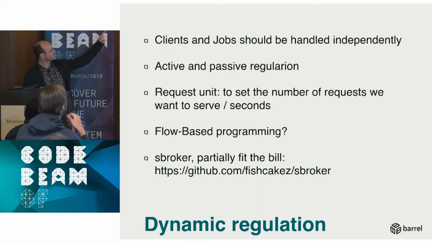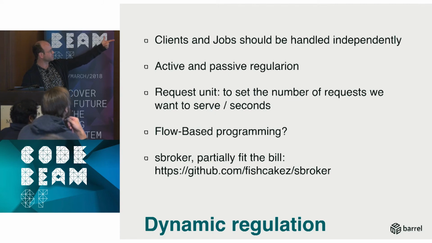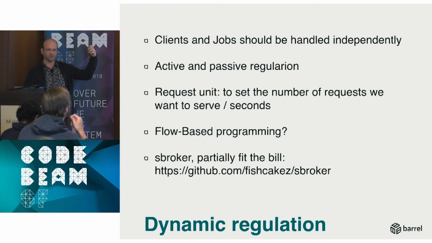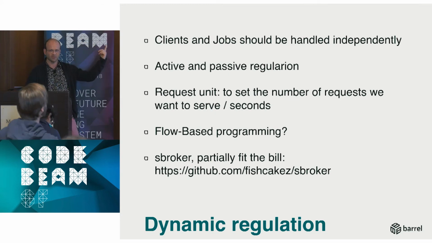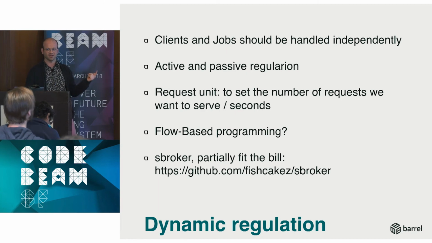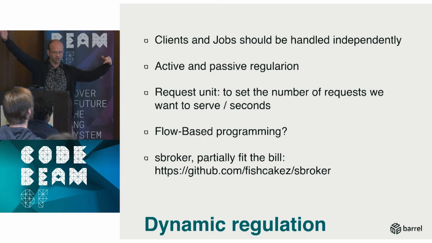So you have the client jobs that are handled independently. We want active and passive regulation. What I said, we have something at the beginning of your configuration: you set the number of requests you want to accept on that node, on that database, and then it will set a certain logic inside the nodes. We want flow-based programming for the worker, so we want to have our pending requests handling their queue and the workers handling their own queue and eventually spawn them.